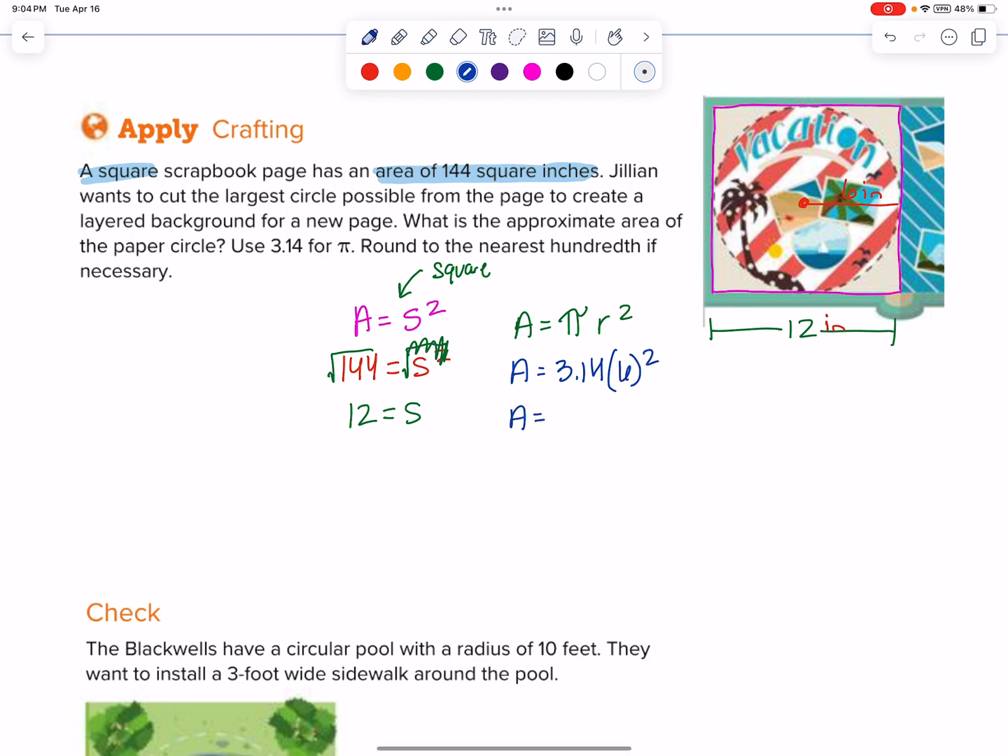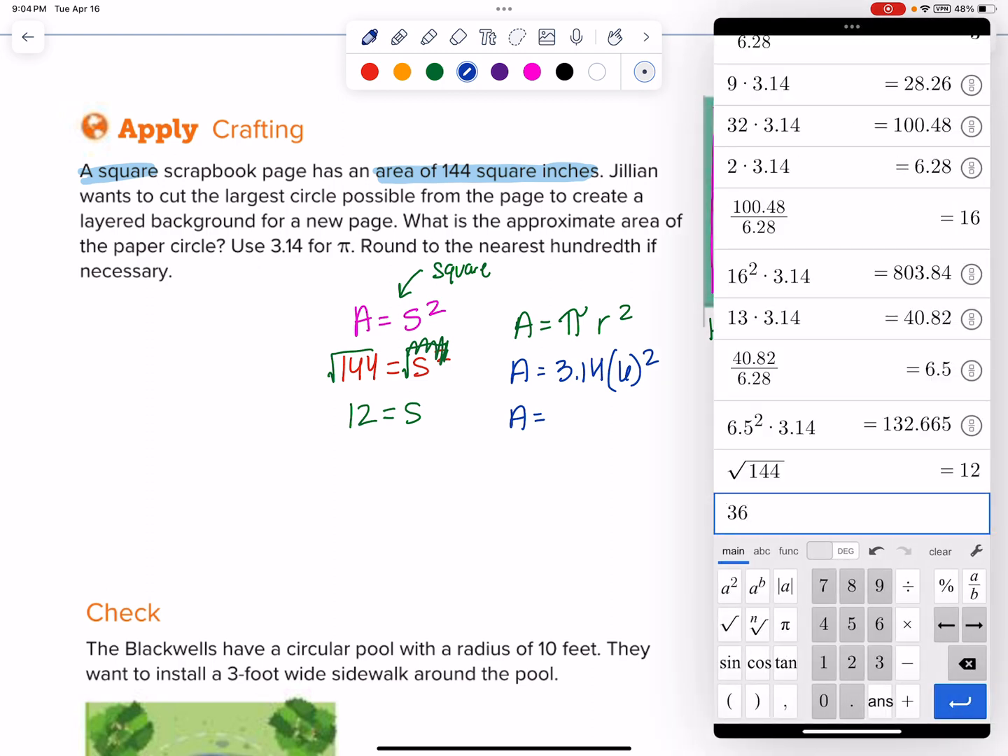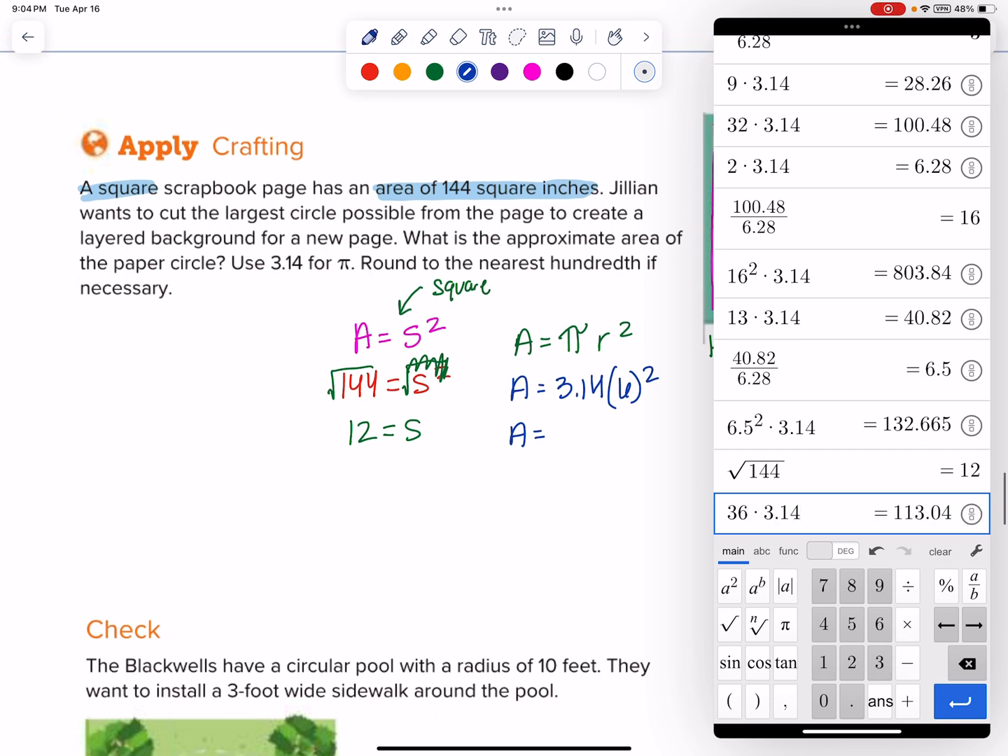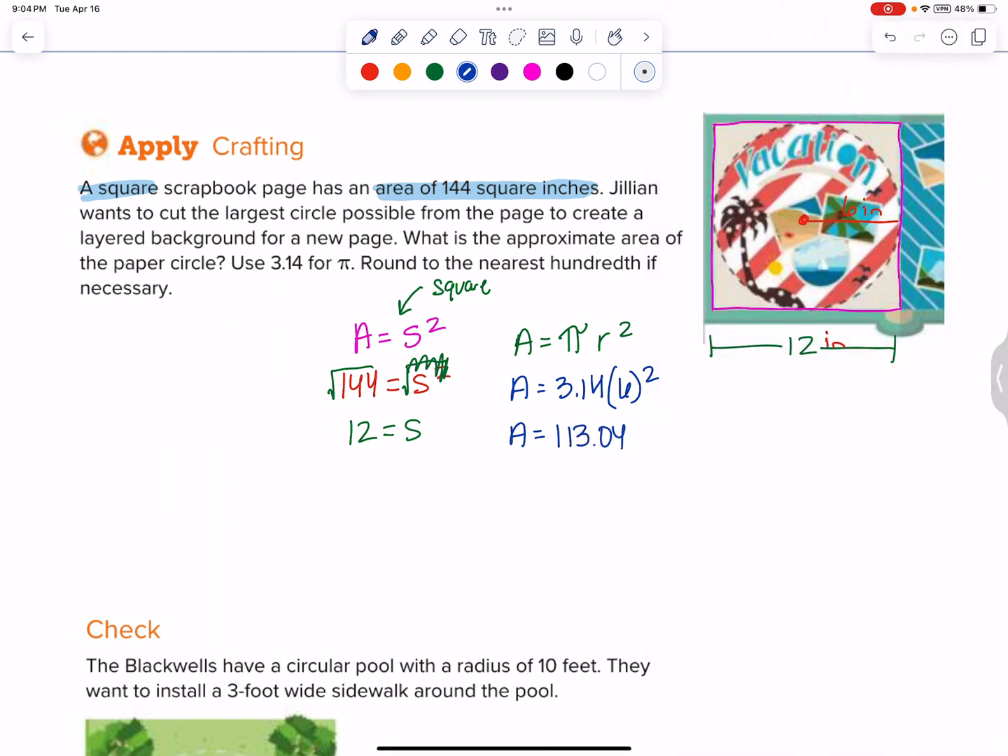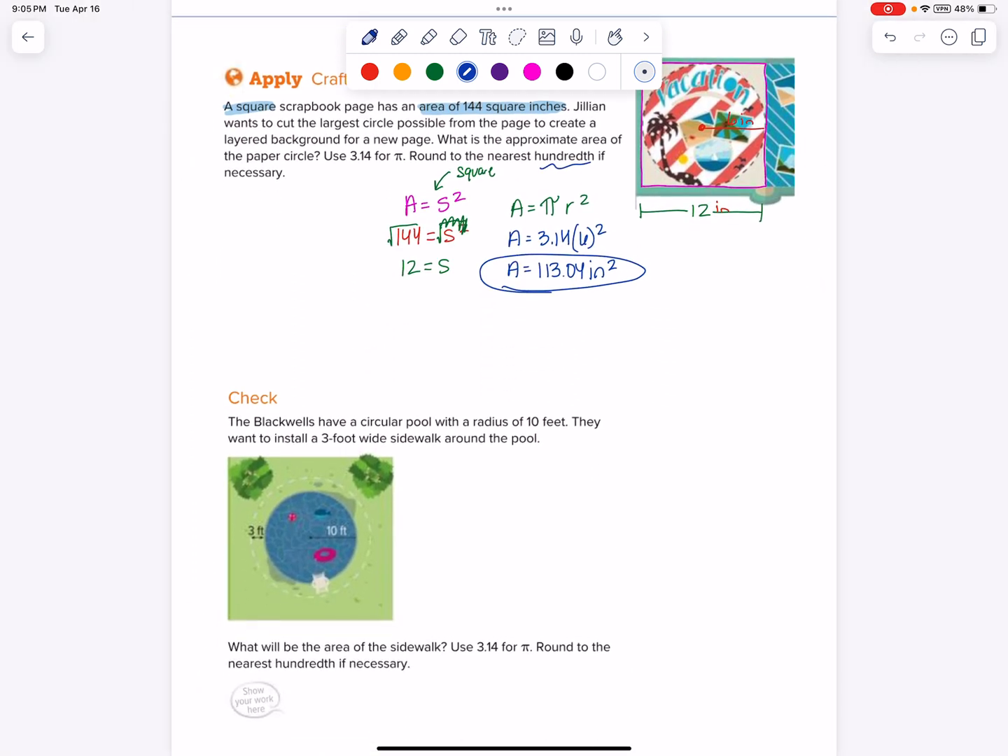So 6 times 6 is 36. That's our 6 squared. So we can just do our 36 times 3.14, and it gets us 113.04. What's the units? We're already at hundredths, so we don't have to worry about that. Inches squared, because it's area, okay? All right, so there we go. Okay, so a little bit something new and interesting with that.